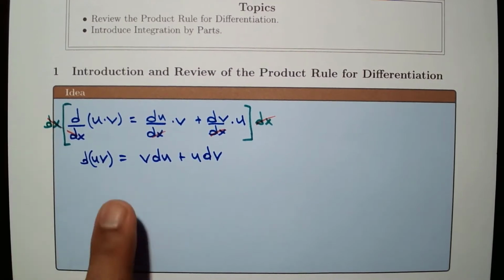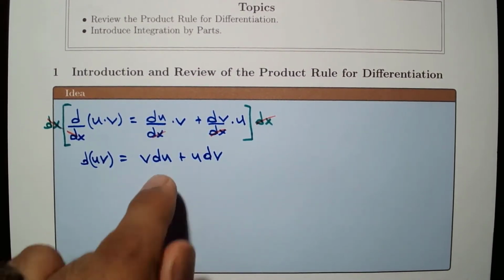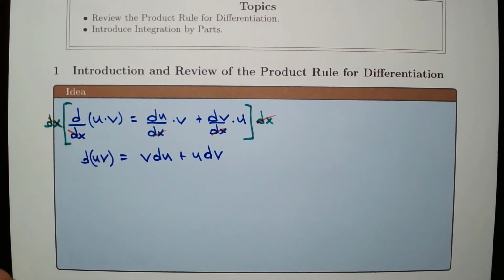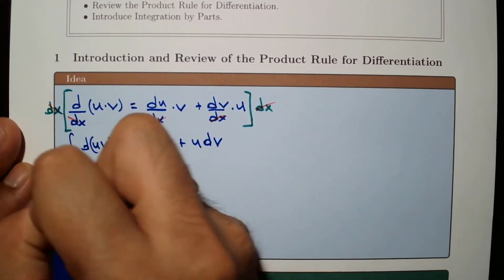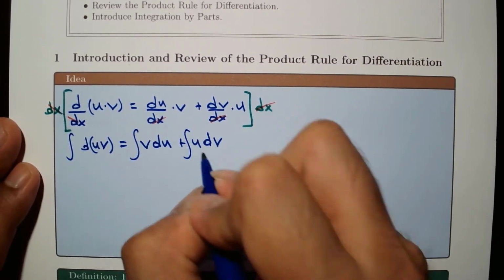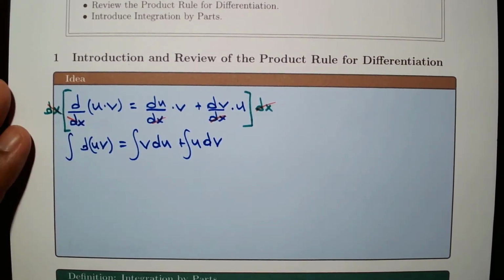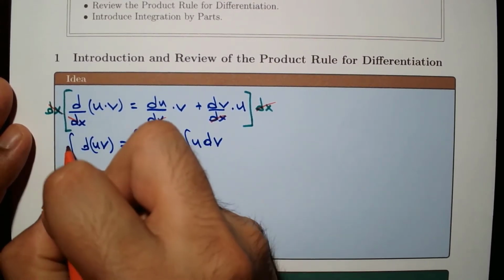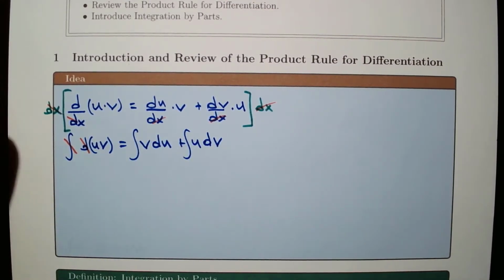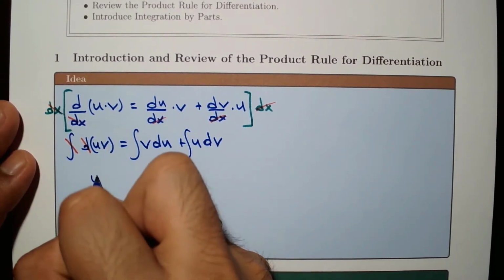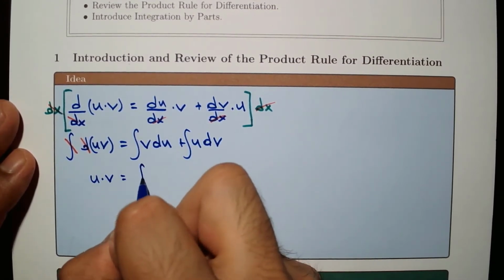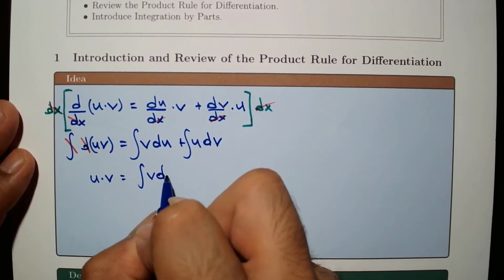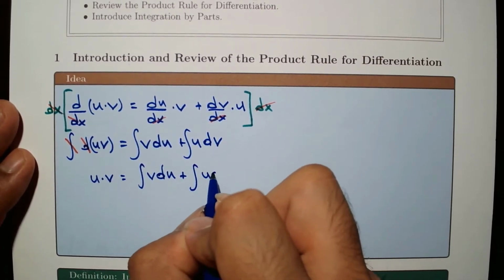Essentially, I'm taking the differential of a product, not just the derivative, but the differential. Now I'm going to do this process backwards. The backwards process would be now to integrate everything on both sides of this equation. As we may recall, the integral and the differential are opposite operations, so we can just keep this uv, and then these integrals are just the integral of v du plus the integral of u dv.